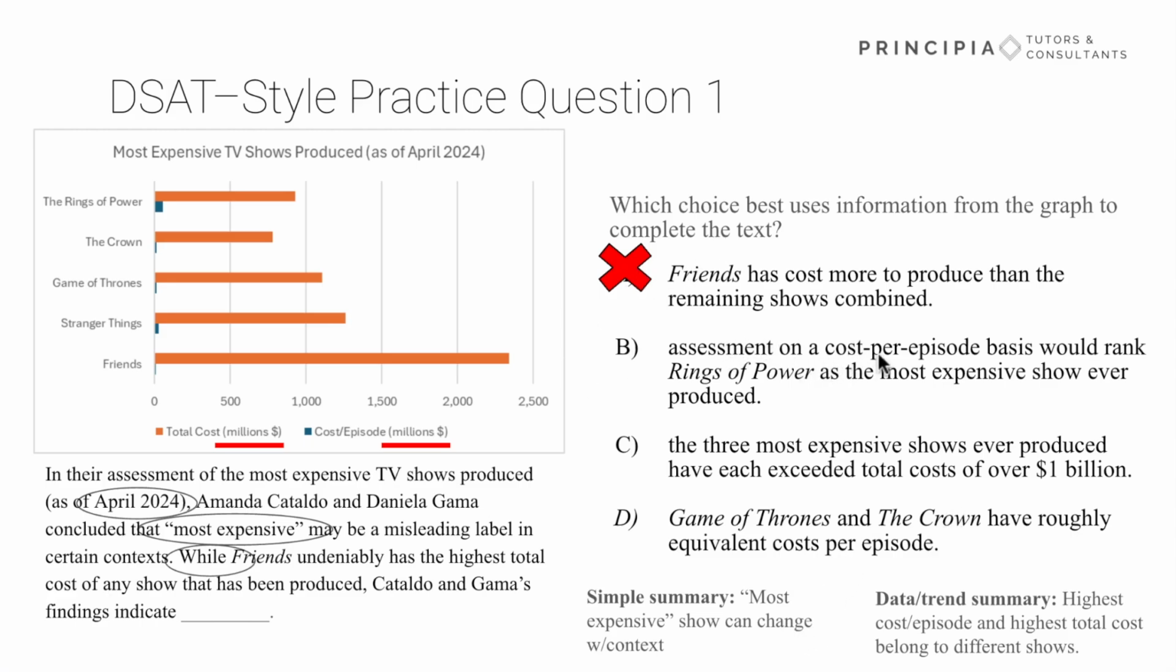So if we look at B, this is looking like a really strong answer. Cost per episode basis would rank Rings of Power highest if we're looking at just the blue bar. So right now it's looking like the best answer choice. Before we pick it though, we should be able to rule out C and D.